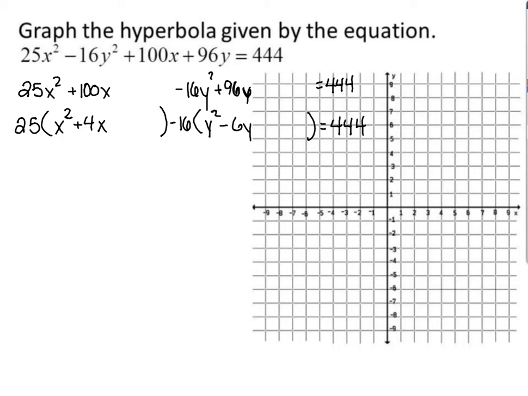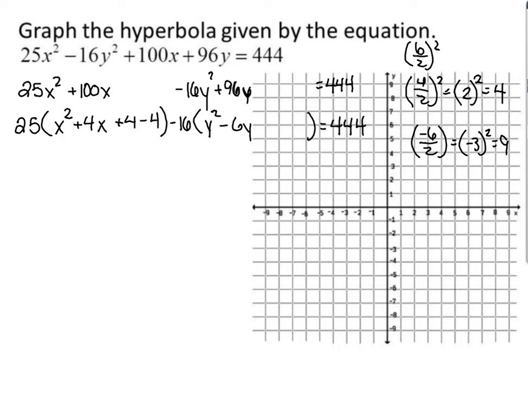Now we're going to complete the square. Remember, when you're completing the square, you do the b over 2 squared. For the x's, our b value is 4, so 4 over 2 squared. 4 divided by 2 gives us 2. 2 squared gives us 4. So we're going to put a positive and a negative 4 in there. For our y values, our b value is negative 6. So we're going to put a positive and negative 9 into that equation.